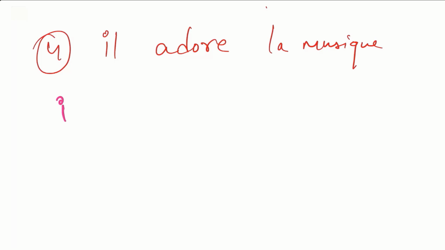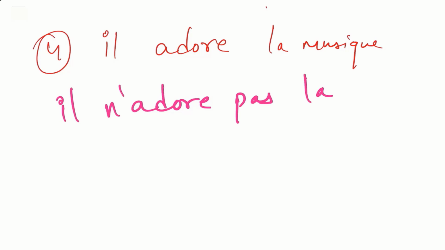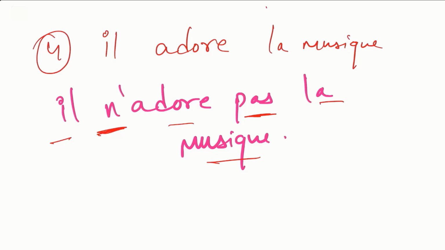D'accord? Let's see another example now. Il adore la musique. Il adore la musique. Il n'adore pas la musique. So here what I am doing, I am just putting ne and pas. The rest of the sentence is the same. D'accord?